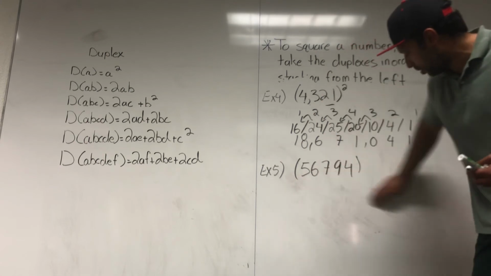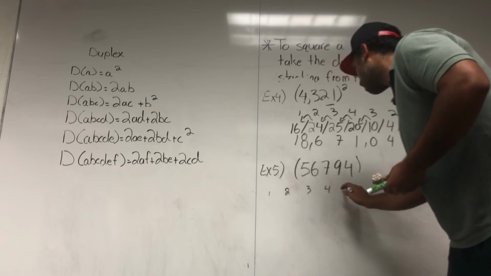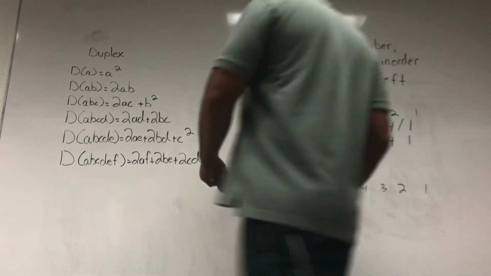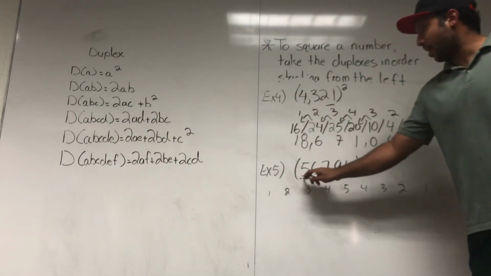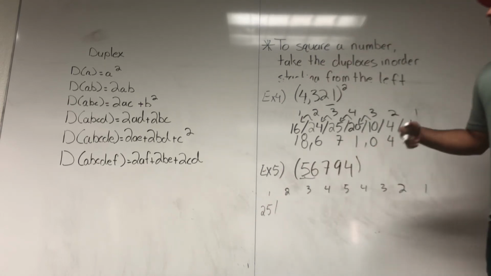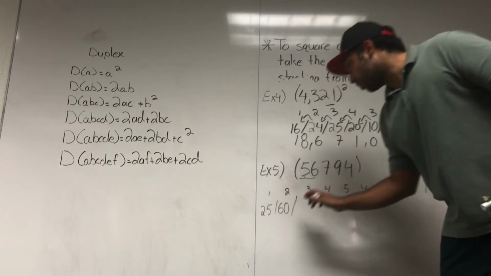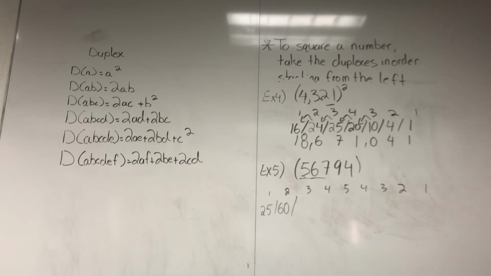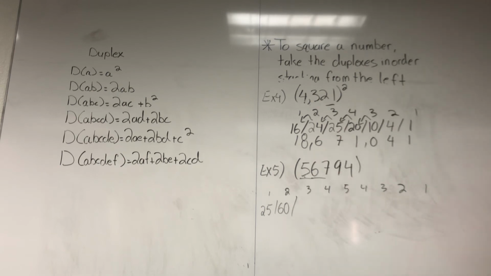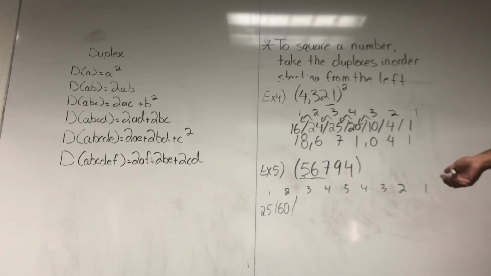Let me just, I might run out of room, so 1, 2, 3, 4, 5, 4, 3, 2, 1. Okay, let's start right here. What's the duplex of just 5? 5 times 5, 25. What's the duplex of 56? You multiply the numbers and you double it. 5 times 6 is 30, 30 times 2 is 60. What's the duplex of 5, 6, 7? 7 times 5 is 35. You have to double it, so you get 70. 70 plus 6 squared is 70 plus 36, so that's 106.